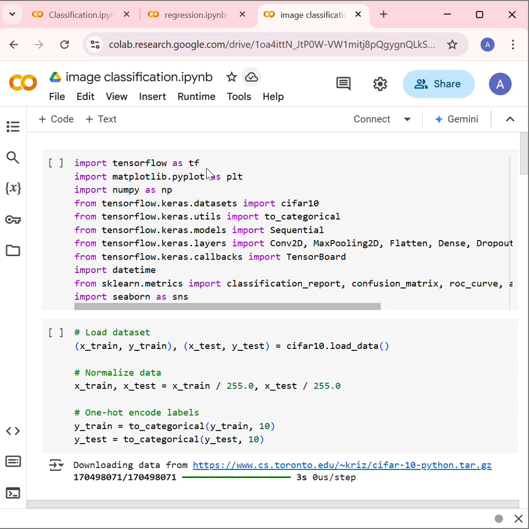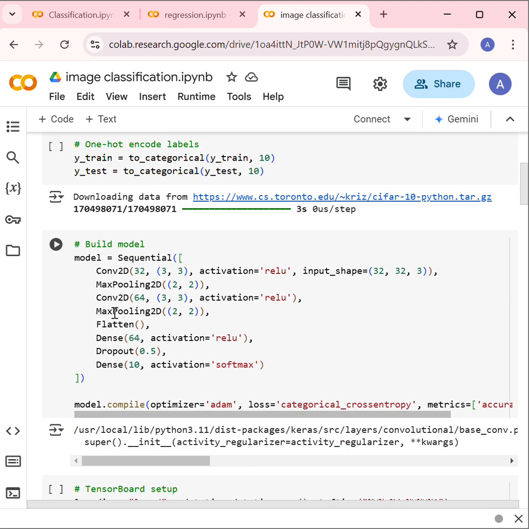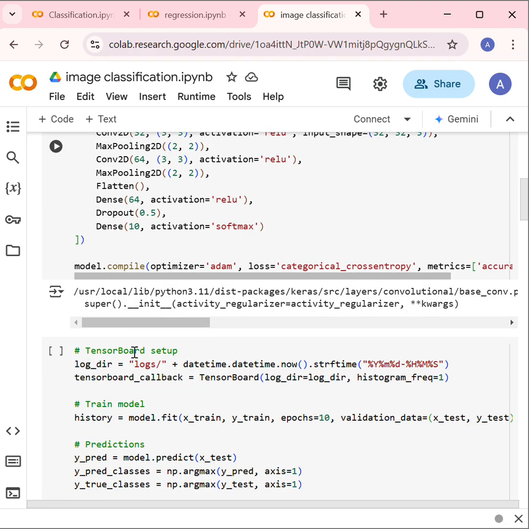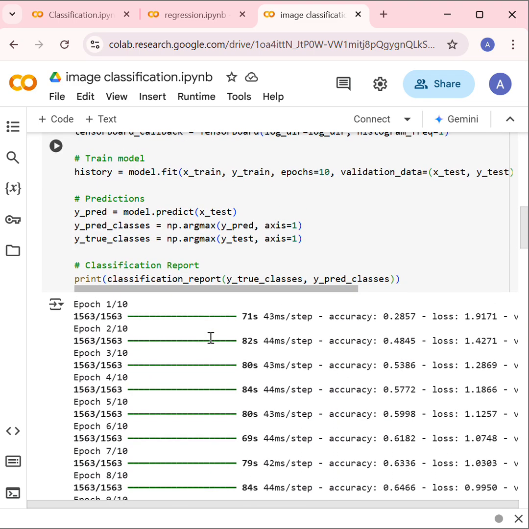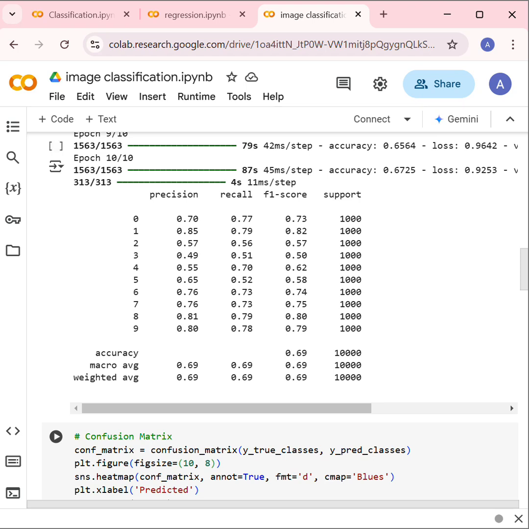Moving forward with the image classification model, here I am using the CIFAR-10 dataset. This CNN model classifies images into 10 categories: airplane, car, birds, cats, etc. Here I have loaded the dataset, and again I'm using TensorBoard instead of Weights and Biases. Looking at the key metrics, the accuracy is around 0.69, which suggests that 69% of the test images were correctly classified.